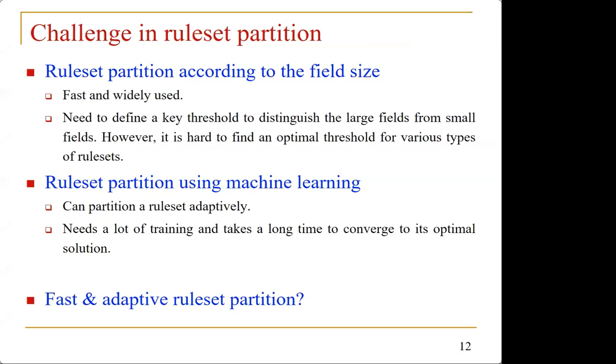Ruleset partition according to the field size is fast and widely used. It needs to define a threshold to distinguish the large fields from small fields. However, it is hard to find the optimal threshold for various types of rule sets. Ruleset partition using a learning approach can partition a rule set adaptively, but it needs a lot of training and takes a long time to converge to its optimal solution. So, how to achieve both fast and adaptive ruleset partition?